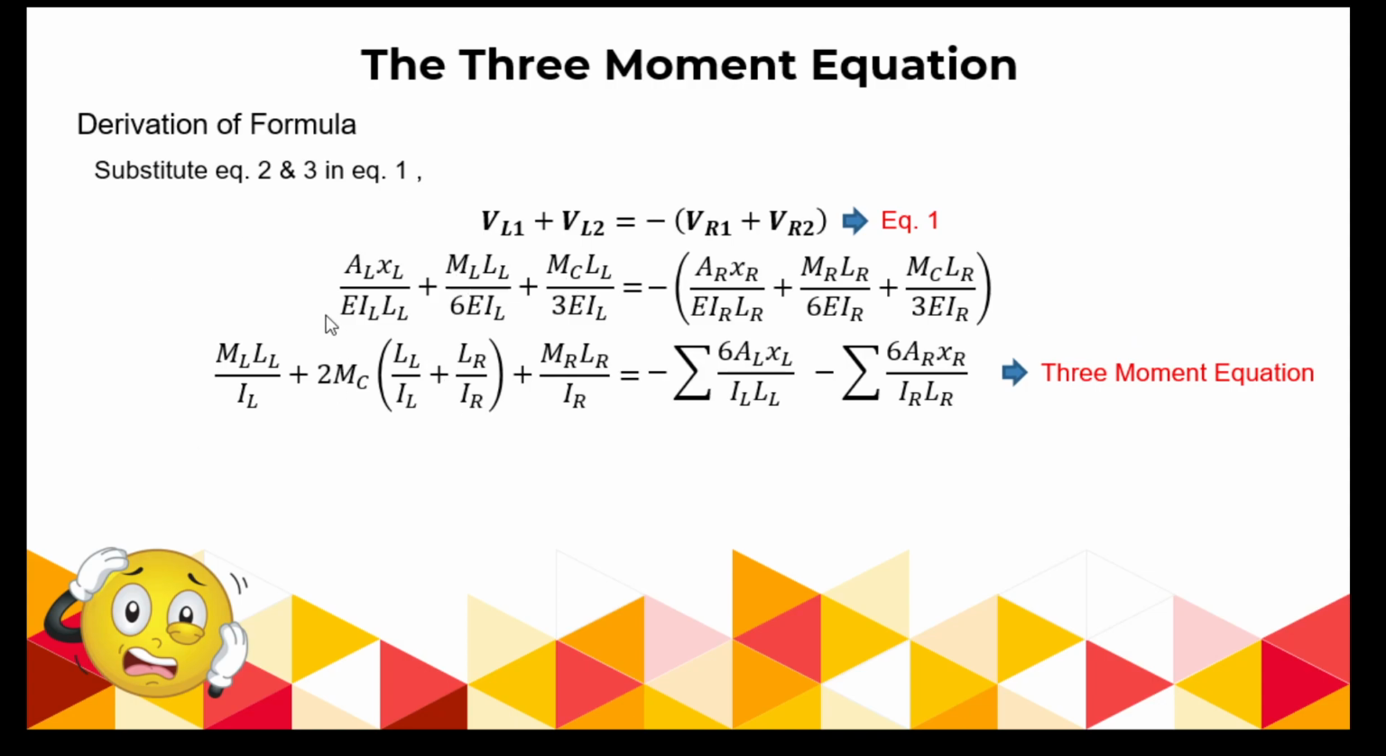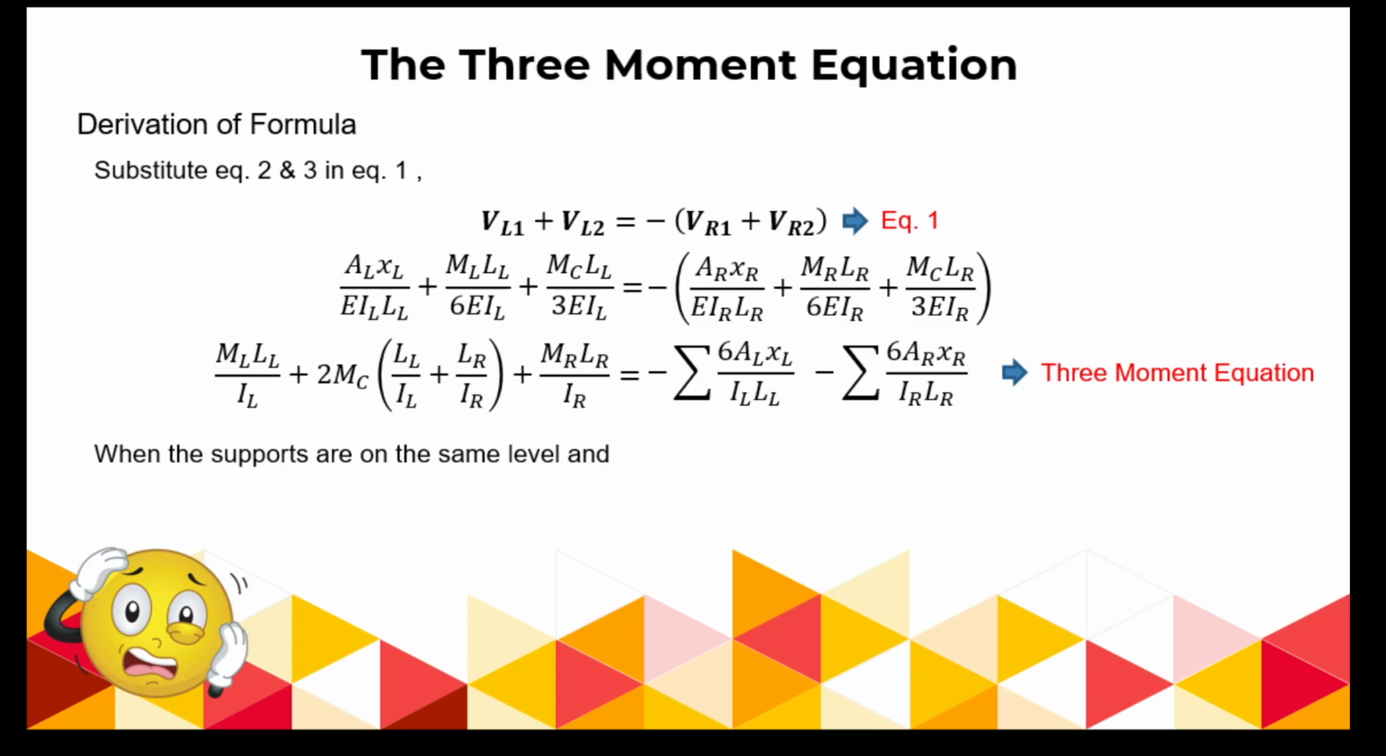See, the moment at the left side times its span over the moment of inertia plus twice the moment at the center times the sum of two lengths. The sum of two lengths plus the moment at the right times the span at the right. So this is equal to the summation of all forces AL times XL over I times L. Okay?